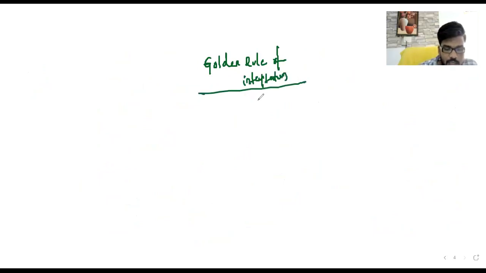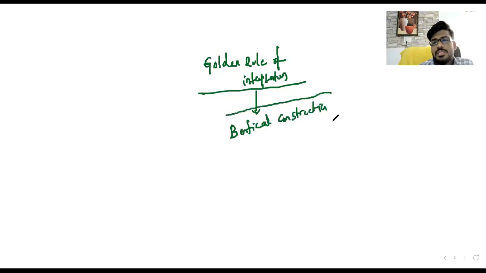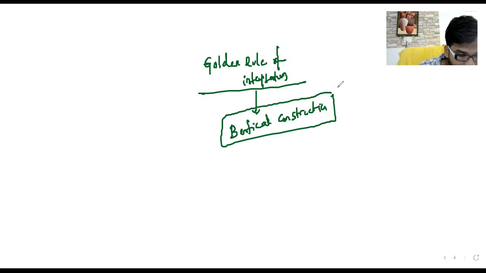The golden rule of interpretation. So this rule is also a beneficial construction. So what is the golden rule of interpretation? This is a beneficial construction. Okay, so what is a beneficial construction? The golden rule of interpretation is a modifying rule of interpretation, and it is also called the British rule.